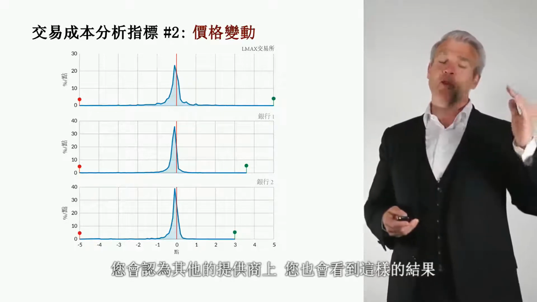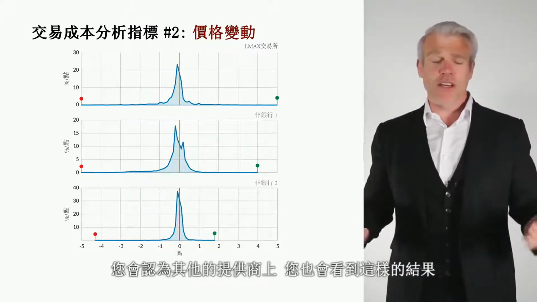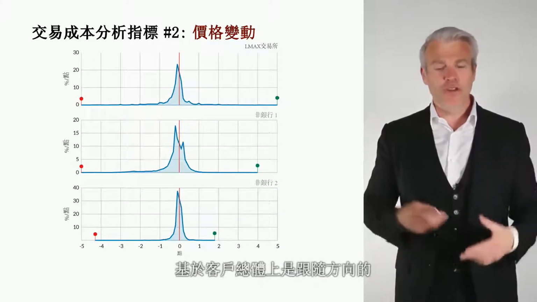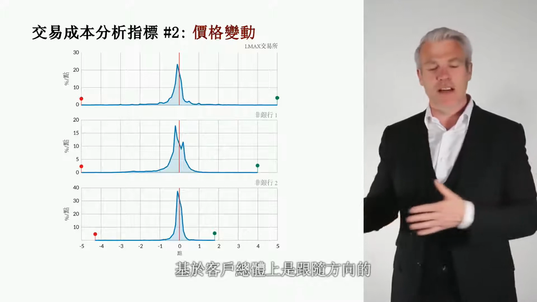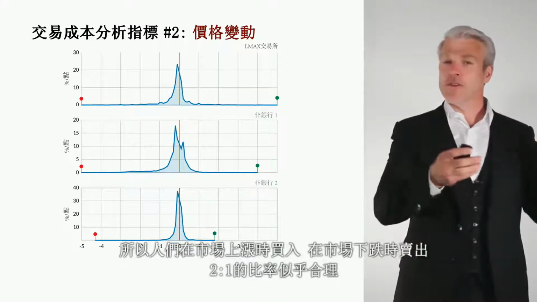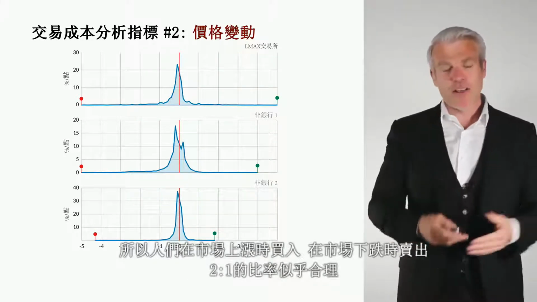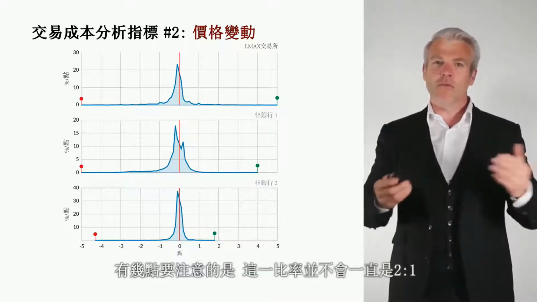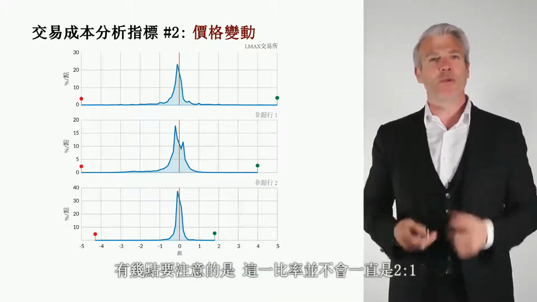You'd expect that through all the providers. Unfortunately not. We saw some results as skewed as 9 to 1. 2 to 1 seems reasonable on the basis that client flow generally follows the wind. So you're buying in a rising market and selling in a falling market. So a couple of things to notice there is that the ratio is not always 2 to 1.